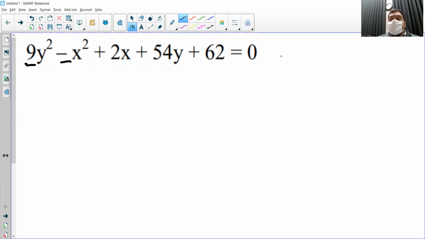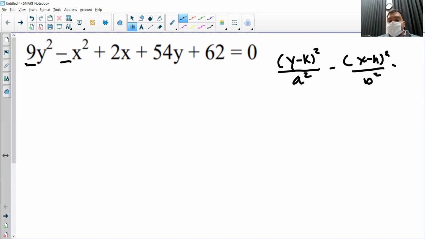Yes. So since x squared is the negative, you know your graph should look like this. Now, if you ever get y minus k squared, that's a big red alert that you're going to have to complete the square in order to get to there. So x minus h squared over b squared equals 1.